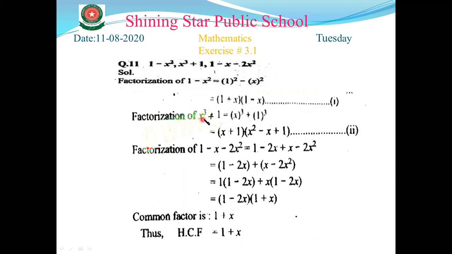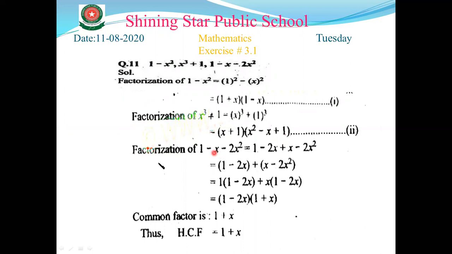And here factorization of x cube plus 1 equals x cube plus 1 cube, because 1 cube is again 1. So when we take the cube of x and 1, it becomes x plus 1 into x square minus x plus 1, because we know the formula of a cube plus b cube: a cube plus b cube is equal to a plus b into a square minus ab plus b square.